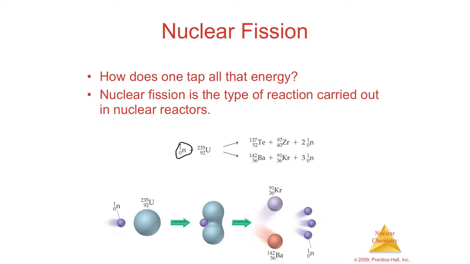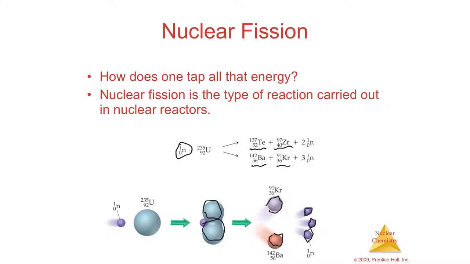So if it were to shatter this into two pieces, it's going to break apart into either a tellurium 52 and a zirconium 40. If you add those two atomic numbers, you're going to get 92. Or it's going to break apart into a barium 142 and a krypton 36, which also would equal that 92. So there's a couple different possibilities, but it's going to break apart into smaller atoms, smaller elements, and neutrons.